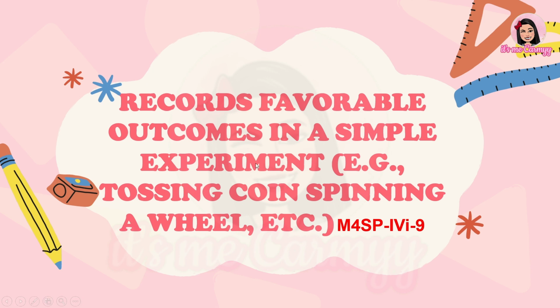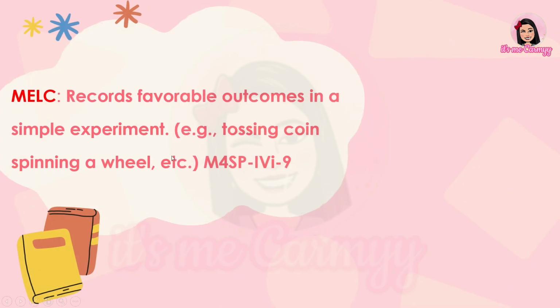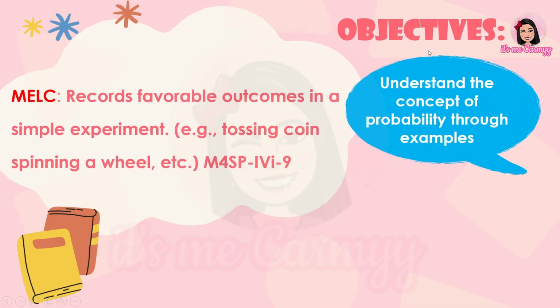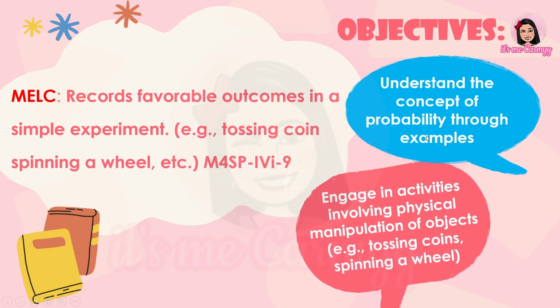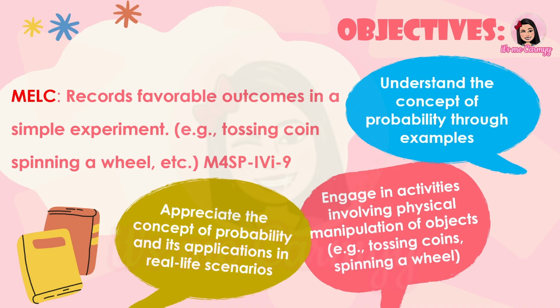Records favorable outcomes in a simple experiment, such as tossing a coin, spinning a wheel, and etc. These are the objectives of the lesson. Understand the concept of probability through examples. Engage in activities involving physical manipulation of objects, such as tossing coins and spinning a wheel. And appreciate the concept of probability and its applications in real-life scenarios.